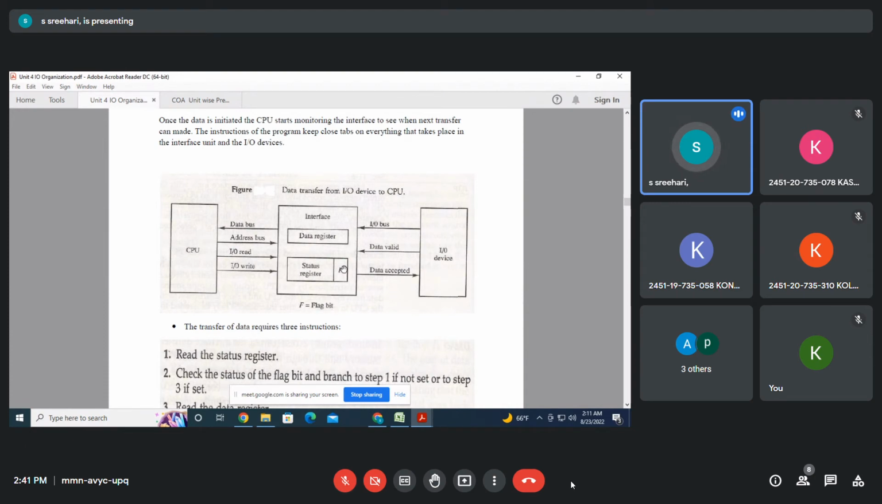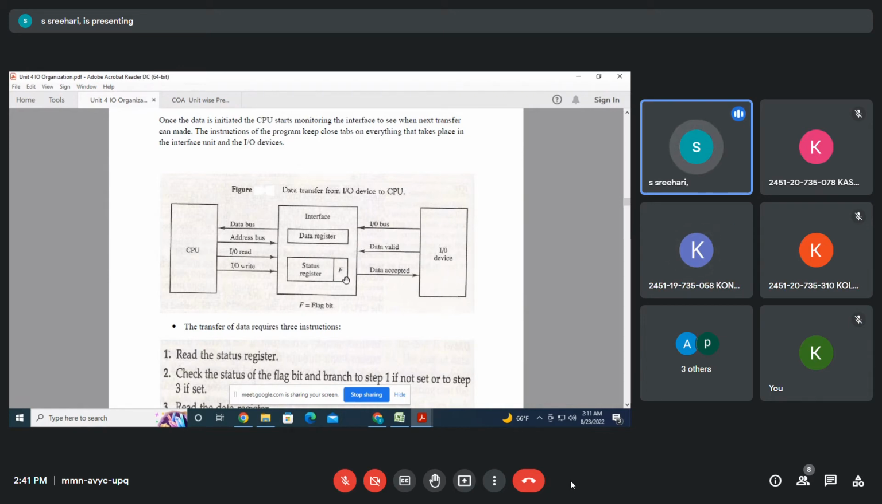We require some interfacing circuit. This interfacing circuit has a data register, which holds the data between the CPU and IO devices, or IO to CPU, whatever data you are transferring. The data is held in this data register and then transferred to the CPU or IO device. Then we have a status register, in which we have one F, that is the flag bit.